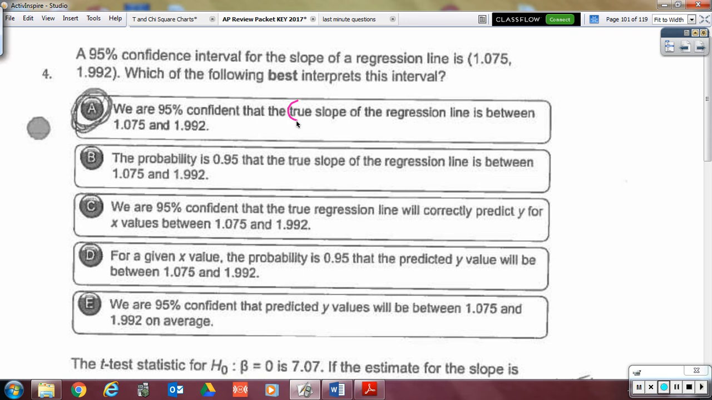Which, by the way, review of everything, you could replace this little piece right here with whatever it is that you are estimating. You could say, I am 95% confident that the true average, that the true proportion, that the true difference between the two proportions, or the difference between the two means, or whatever. Okay, so you could replace that little section for whatever you're estimating.